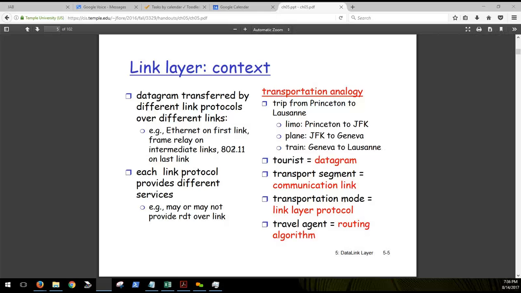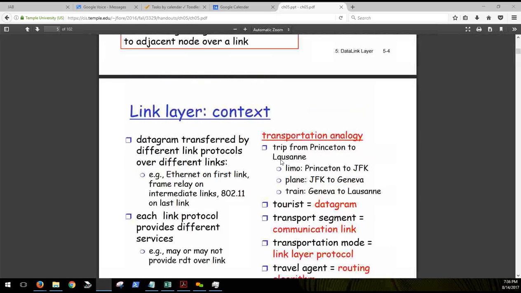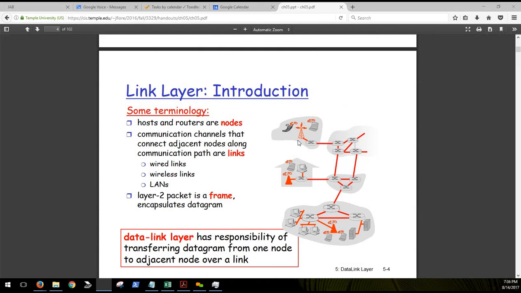So what they're saying here is that depending upon the link, we're going to use different types of data link protocols. For instance, this link between this PC and this router is probably an Ethernet link. Whereas the link between this laptop and this wireless access point is an 802.11 link. Now, you'll notice that we've got a link between here and here.